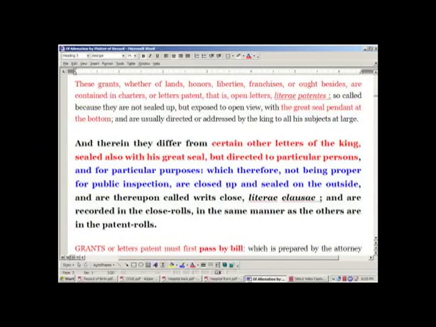These grants, whether of lands, honors, liberties, franchises, or aught besides, are contained in charters or letters patent. That is, open letters, so-called because they are not sealed up, but exposed to open view, with the great seal pendant at the bottom, and are usually directed or addressed by the king to all his subjects at large. So when he's sending something to everybody at large, it'll have the seal at the bottom.